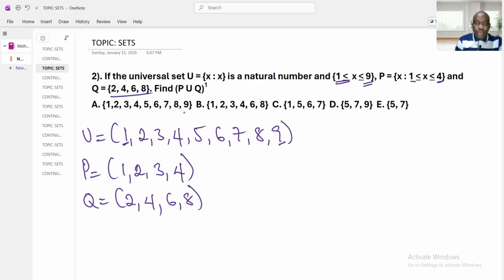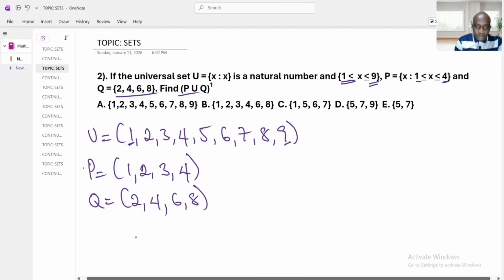Now what does the question say we should look for? We should look for P union Q. Now what is the union? Union is when you combine the two sets together without repetition. Now let's combine P and Q. This is P and this is Q. You want to combine them together. Now let's combine them together based on what the question says.